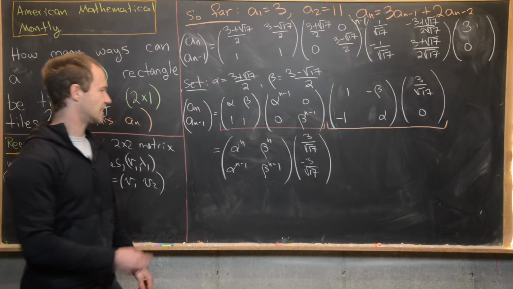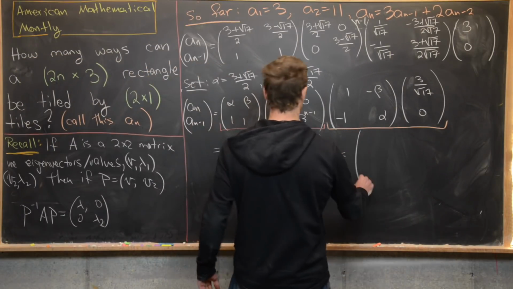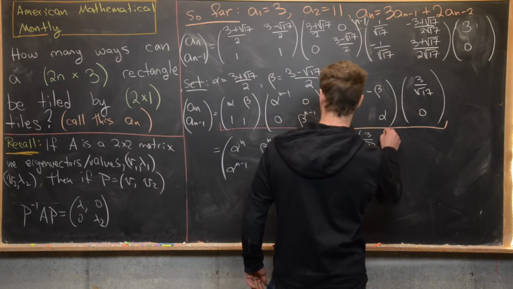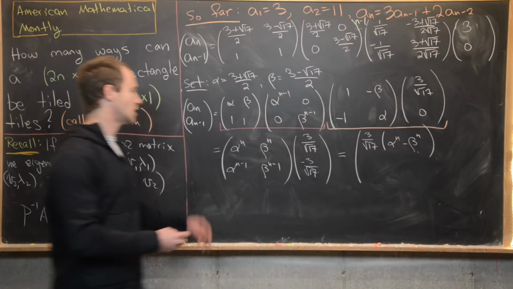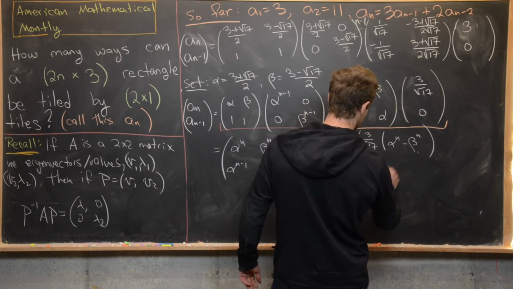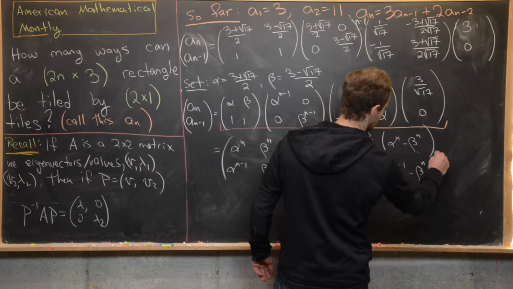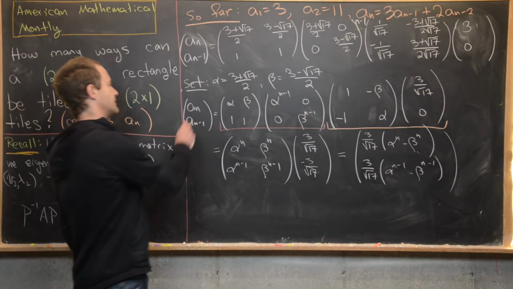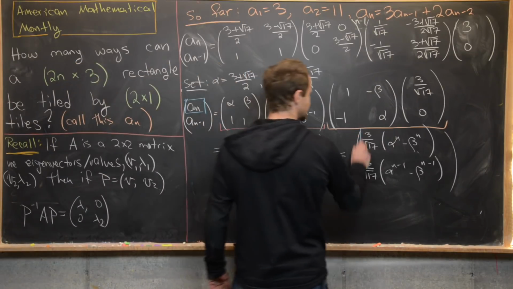Now we're ready to finish it off. By this final matrix vector arithmetic, we'll see that our top entry will be given by 3 over root 17, and then alpha to the n minus beta to the n. And the lower entry will be essentially the same thing, but with n minus 1 exponents. So we'll have 3 over root 17, alpha to the n minus 1 minus beta to the n minus 1. But reading off the appropriate entry from this matrix, we see that a sub n will be equal to this object right here.